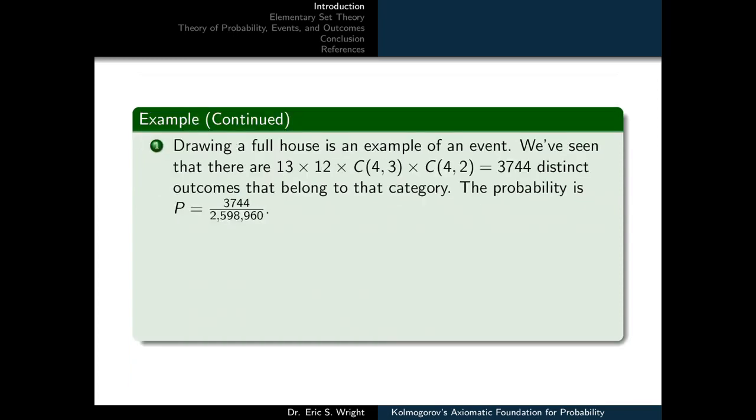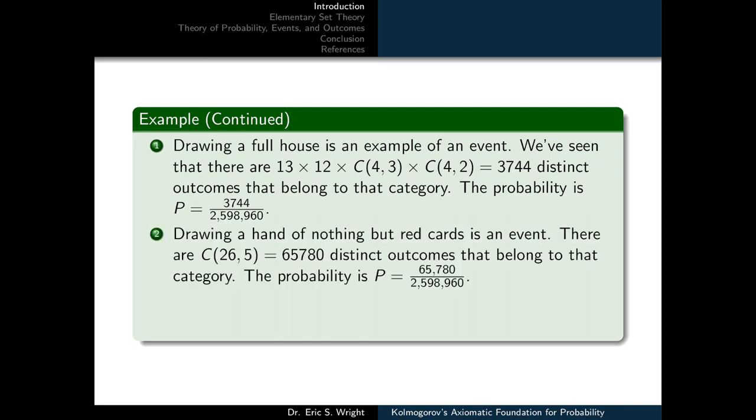Drawing a full house is an example of an event. We could employ the classical interpretation of probability in order to determine that there are 13 times 12 times 4 choose 3 times 4 choose 2, or 3,744 distinct outcomes that belong to that category. That is, there are 3,744 distinct full houses possible. The probability of drawing a full house is P equals 3,744 divided by 2,598,960.